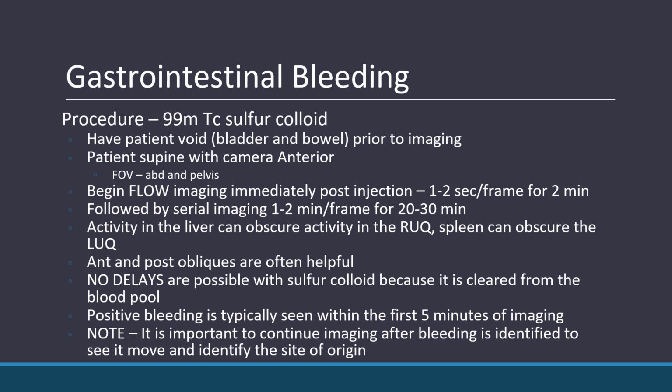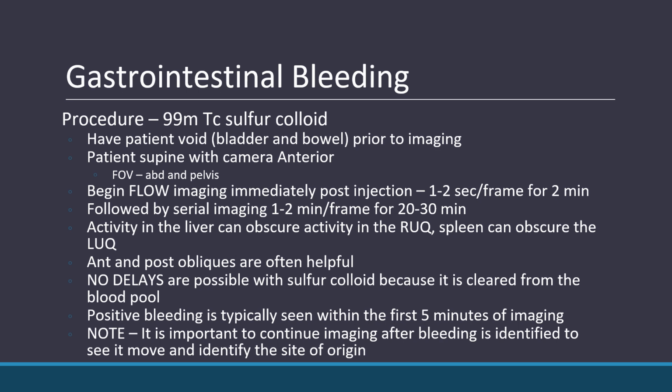When doing sulfur colloid, it's basically the same, except there's no blood tagging, so you can begin the flow right away. This is a quicker test because it quickly localizes into the liver, spleen, and bone marrow. So you'll be in flow imaging immediately post-injection at 1 to 2 seconds a frame for 2 minutes. Those can get scaled later up to 5 to 10 seconds per frame. This is followed by serial imaging at 1 to 2 minutes per frame for 30 minutes. After that, the activity in the liver and spleen becomes too bright.